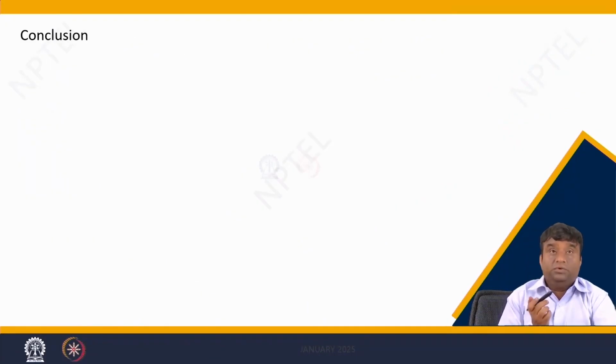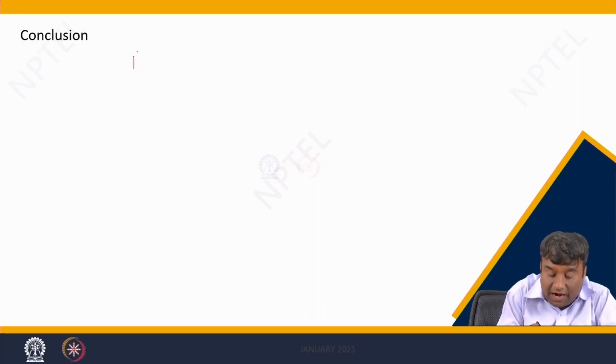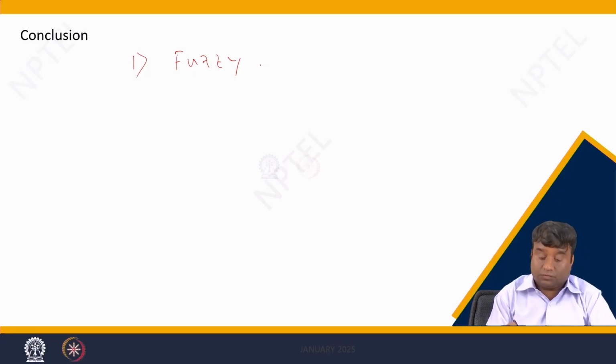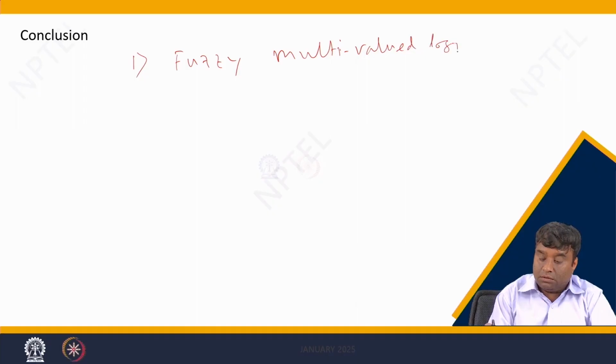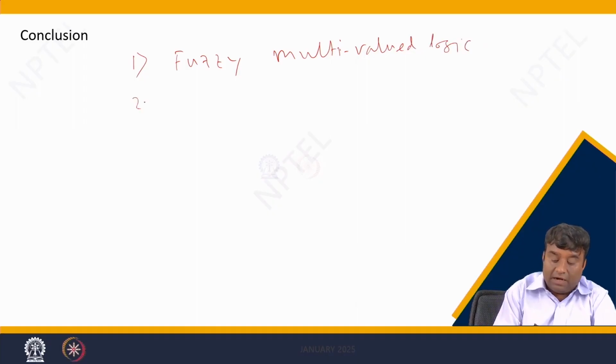Now in conclusion, we can say that today we have learned fuzzy multi-valued logic. We have learned fuzzy implication.